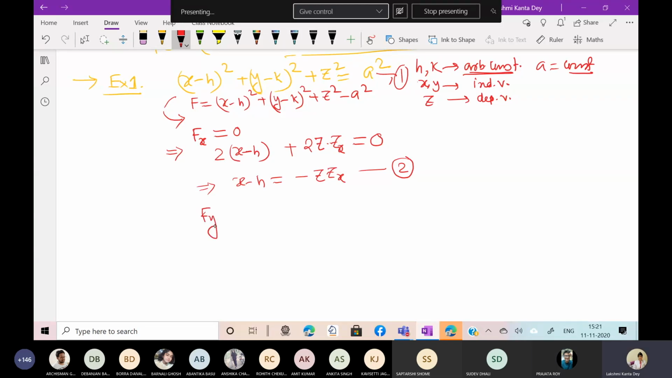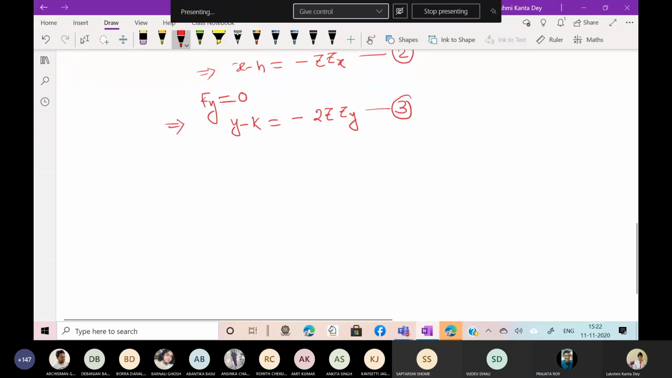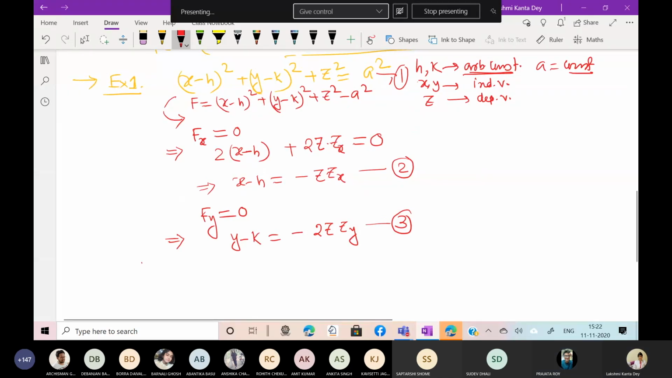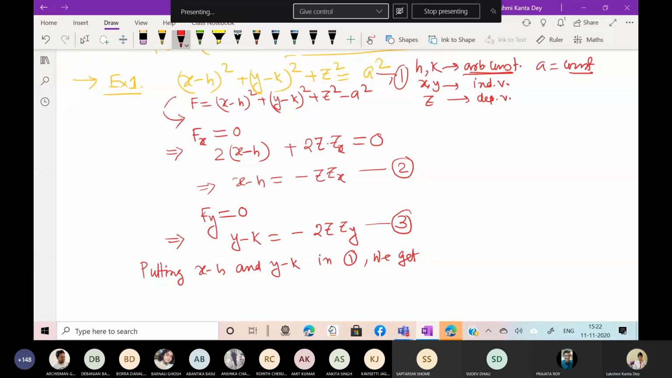Now f y is 0. This gives us y minus k is equal to minus twice z, z y. Clear? This is equation number 3. So putting x minus h and y minus k in equation 1, what will we get?